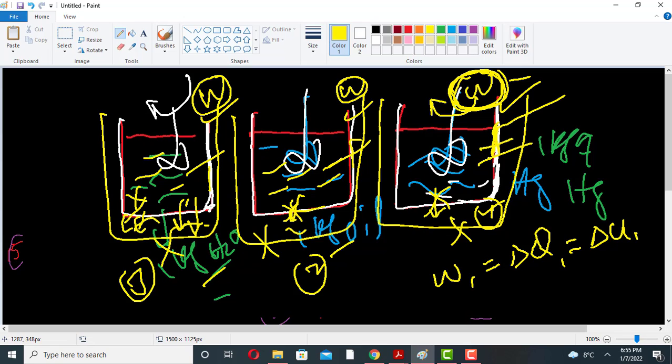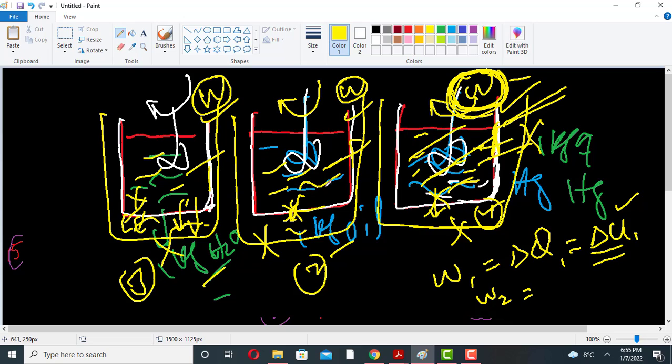So what will happen if we don't apply cooling water around the small beaker? In this case, the work supplied by the stirrer to the 1 kilogram of mercury will only increase the internal energy of this system. Similarly, the work supplied by the stirrer to this system will only increase the internal energy of system number 2.